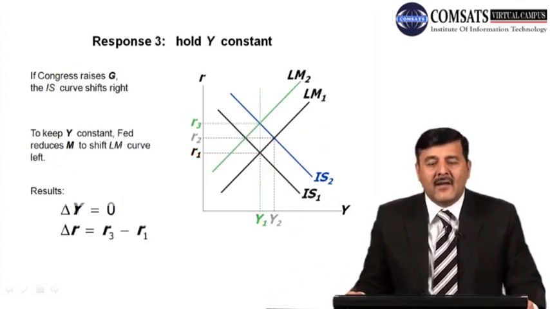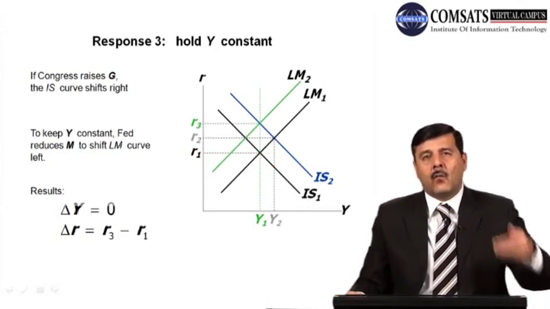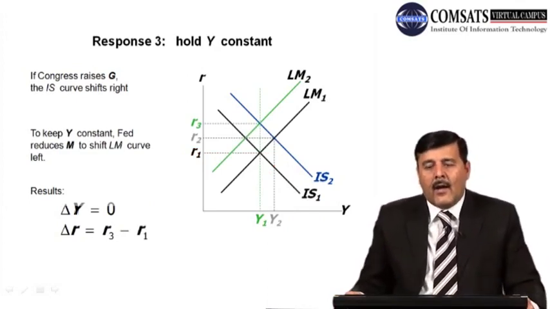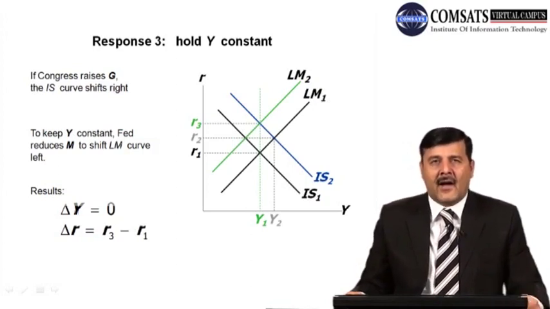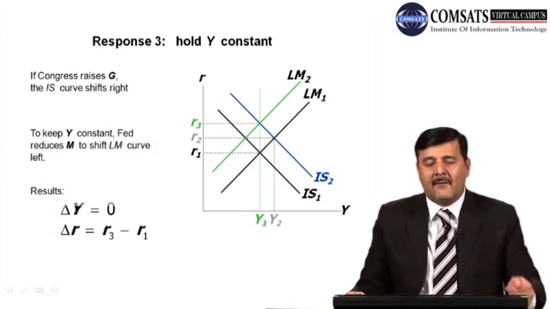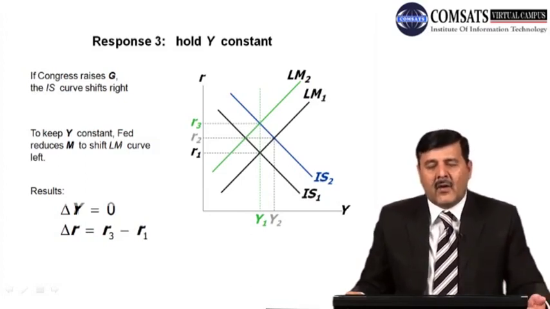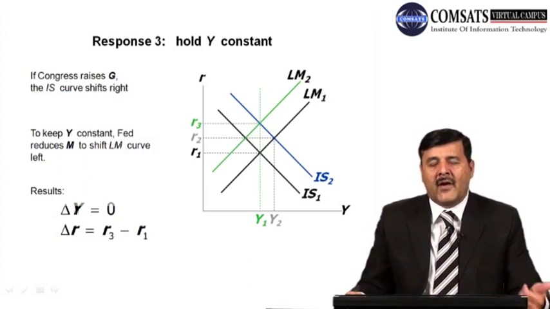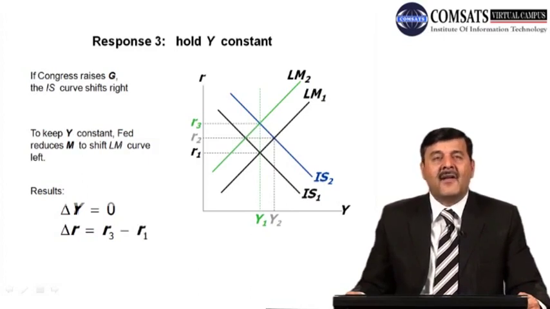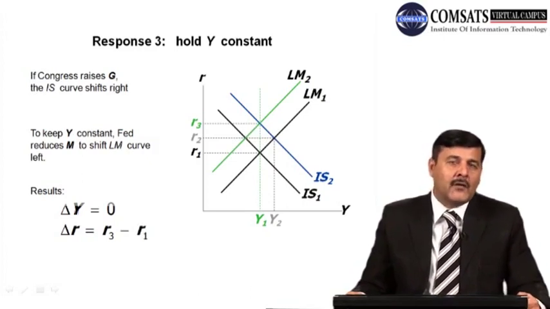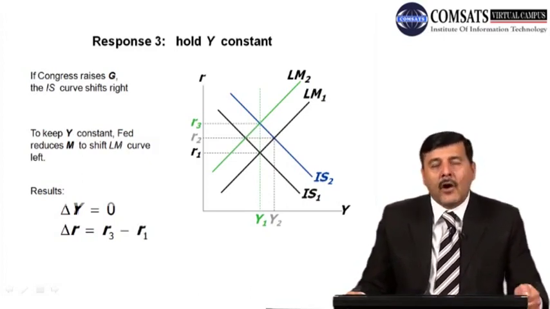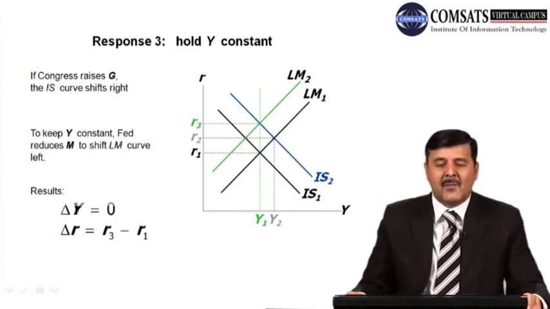Response 3. What is response 3? If the government wants to hold Y constant, initially we have LM1 and IS1, and the equilibrium rate of interest is R1 and equilibrium level of income is Y1. Now suppose government purchases increase, so the IS curve shifts from IS1 to IS2, and the equilibrium rate of interest is R2 and the level of income is Y2. But now the policymaker wants to hold the level of income constant. What do they do? They have to reduce the money supply in the country.